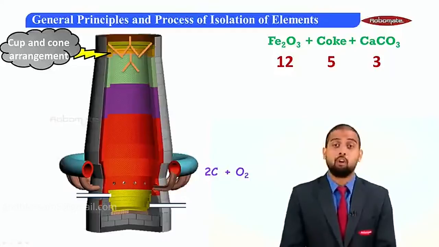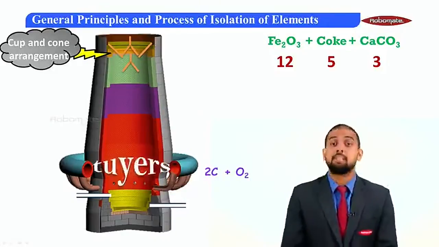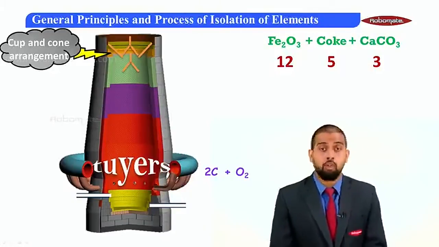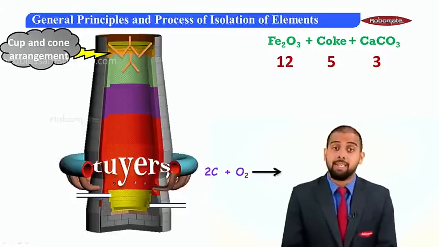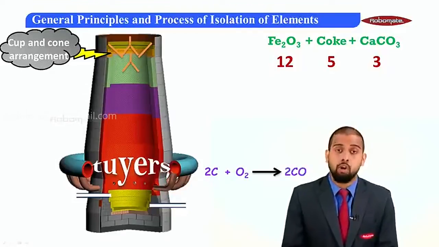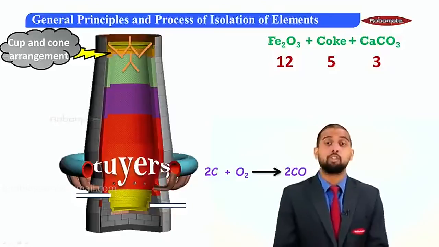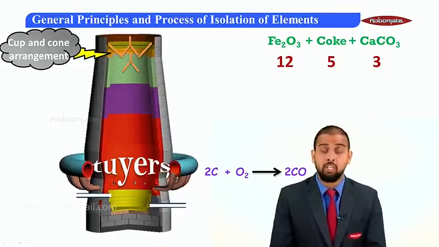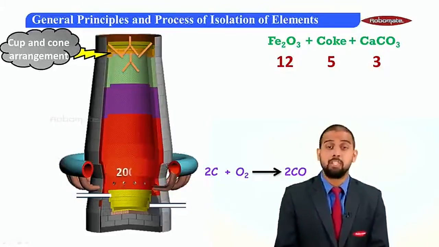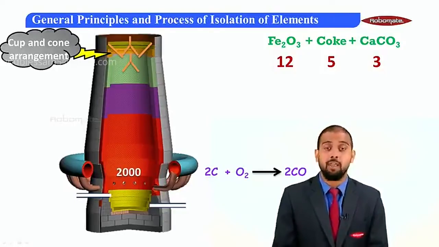A blast of preheated air is blown through the tuyeres. Because of that, carbon can react with oxygen and lead to the formation of carbon monoxide. As you know, anything burned in the presence of oxygen is called a combustion reaction. Here the temperature in this zone becomes nearly 2000 degrees Celsius, which is very, very hot.